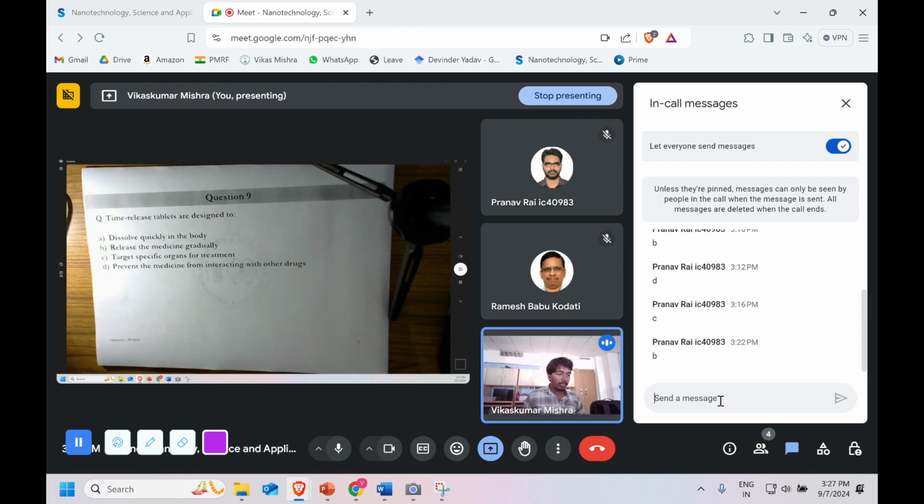Now, there is another new concept: time release tablets are designed to dissolve quickly in the body, release the medicine gradually, target a specific organ for the treatment, or prevent the medicine from interacting with other drugs. See, we take the medicine. Let us say this is one particular medicine we have with us.